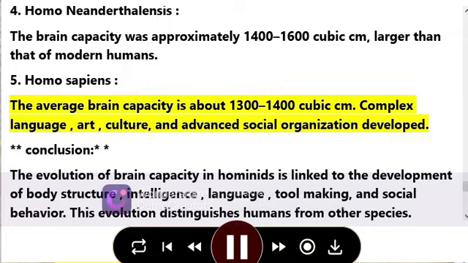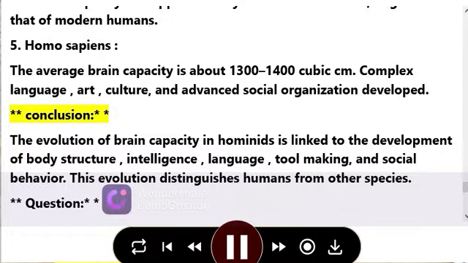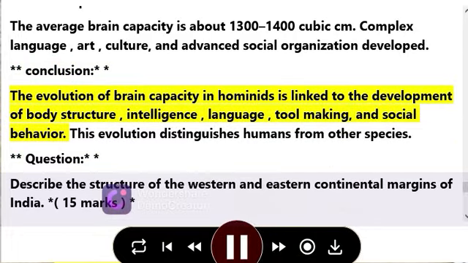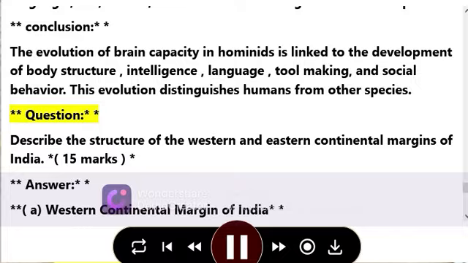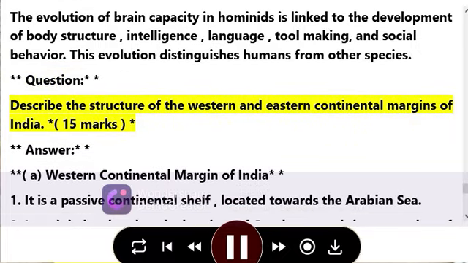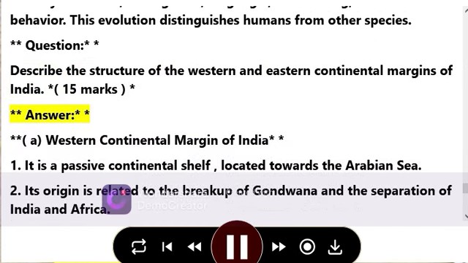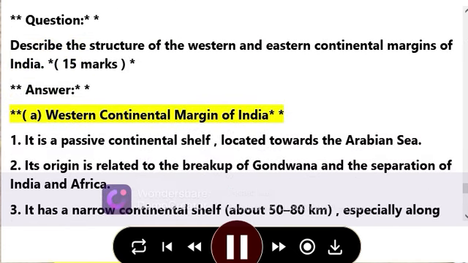5. Homo sapiens. The average brain capacity is about 1300 to 1400 cubic cm. Complex language, art, culture, and advanced social organization developed. Conclusion. The evolution of brain capacity in hominids is linked to the development of body structure, intelligence, language, tool-making, and social behavior. This evolution distinguishes humans from other species.